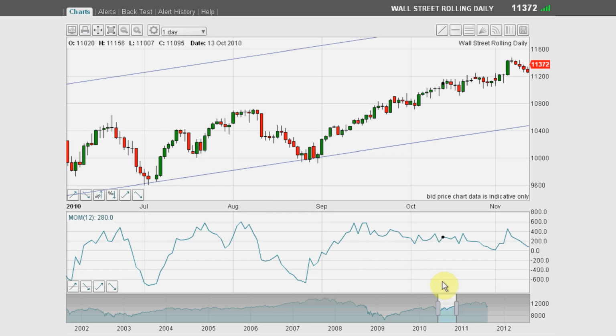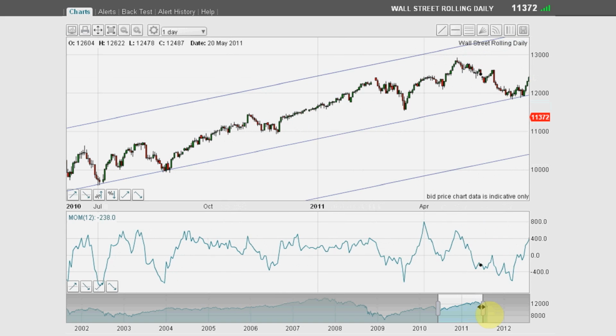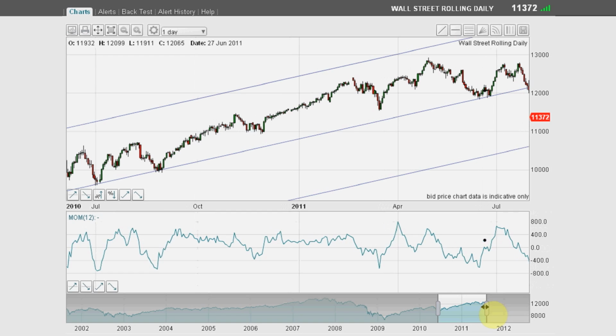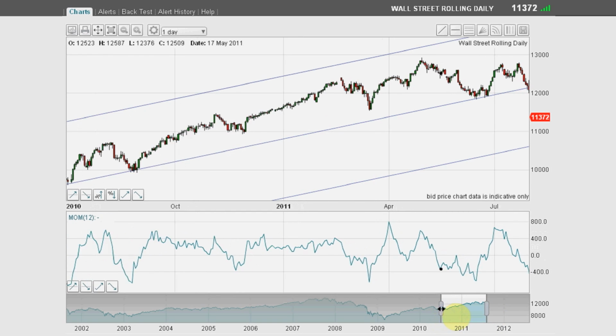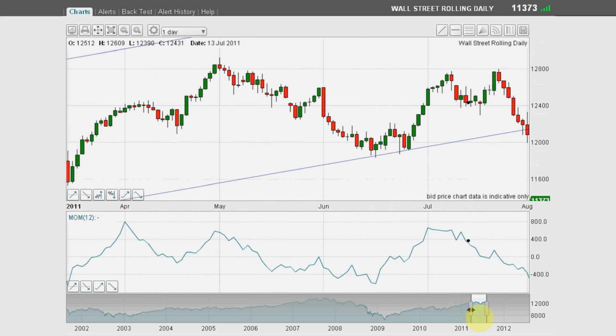Okay, now let's go to more recent trading, which is more interesting, I think, for most of you. Right, okay. Let's go back to that point there. The market came down to the central tram line, rallied, came back down to test it again, and then rallied up. Now let's squeeze it up a bit, I think.